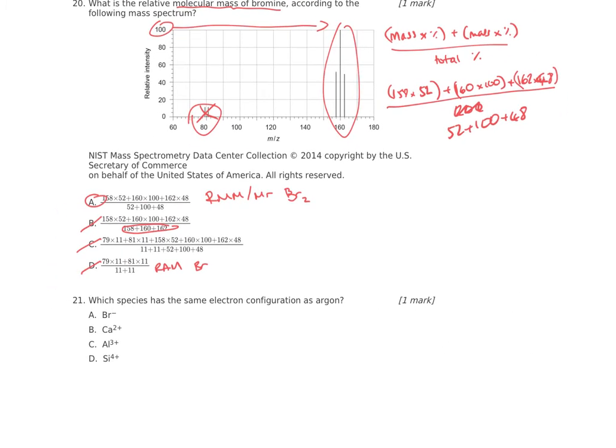Number 21, which species has the same electron configuration as argon? So argon has 18 electrons. So Br minus is going to have 36. Ca2 plus is going to have 18. So that looks like the right one to me. Just double check. Al3 plus is going to have 10. So remember, I'm minusing electrons for the positive ions and adding electrons for the negatives. Silicon's 14. I suppose 10 as well. Could sit and work out the electron configuration, but that's going to take a lot longer.